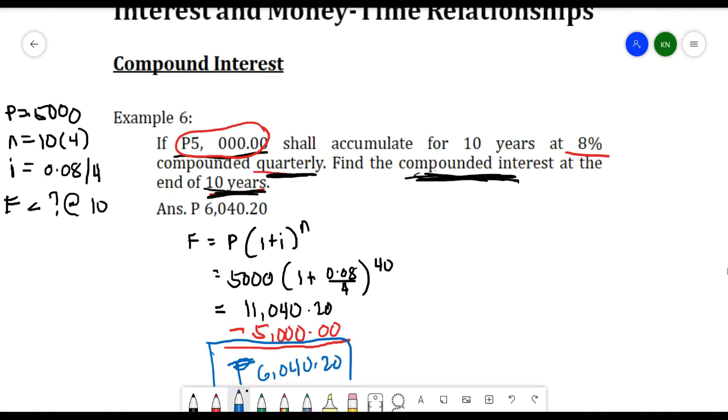So I hope you've learned something from this video. Those are all the discussions that we'll be discussing under compound interest. So we'll talk about continuous compound interest and discounts on the next session.